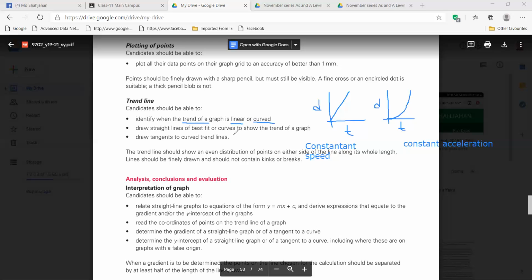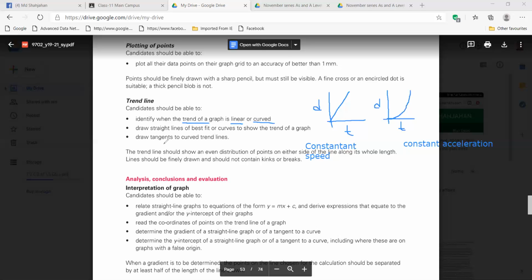Hassan, continue this. Sir, draw straight lines of best fit or curves to show the trend of a graph. Yeah, so this one is done. Next. Draw tangents to curve trend lines.